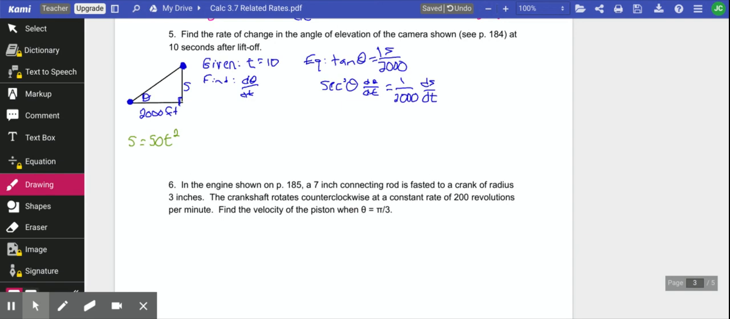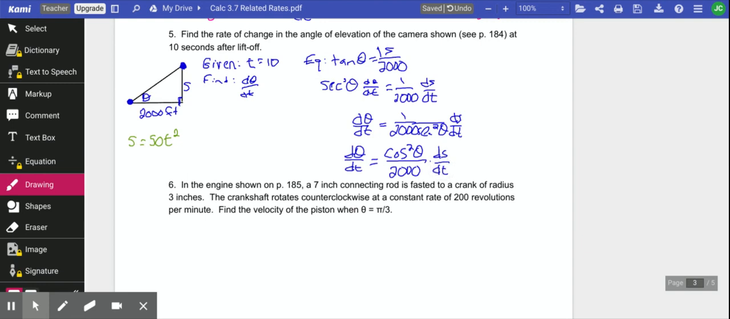Since we're trying to solve for d theta dt, I'm going to divide both sides by secant squared, so that goes on the bottom here. We get d theta dt is 1 over secant squared times 1 over 2,000 times ds dt. 1 over secant squared is the same thing as cosine squared, so I'm going to rewrite it that way. We have cosine squared theta over 2,000 times ds dt.